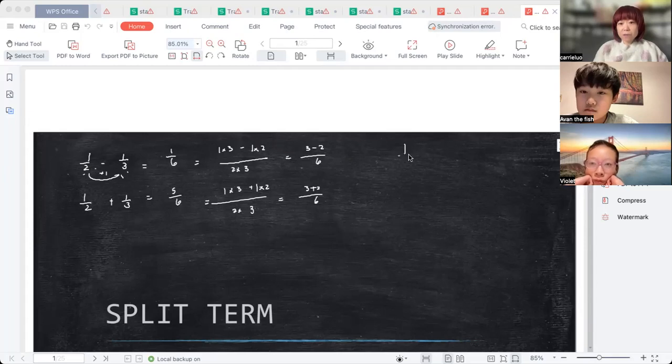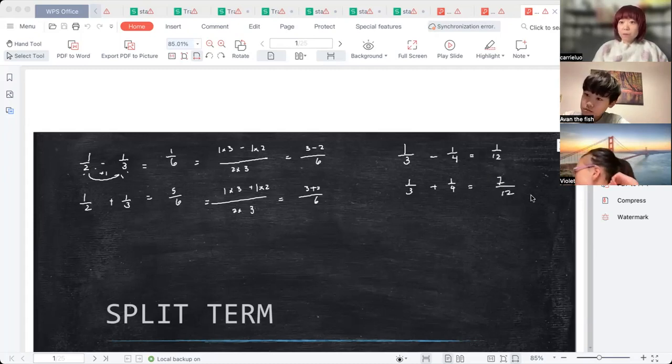Okay, so let me ask you a very simple question. 1 over 3 minus 1 over 4. Evan, can you just tell me the answer without the calculations? It is 1 over 12. Very good. And Violet, could you please tell me 1 over 3 plus 1 over 4 equals what? 7 over 12. Very good.